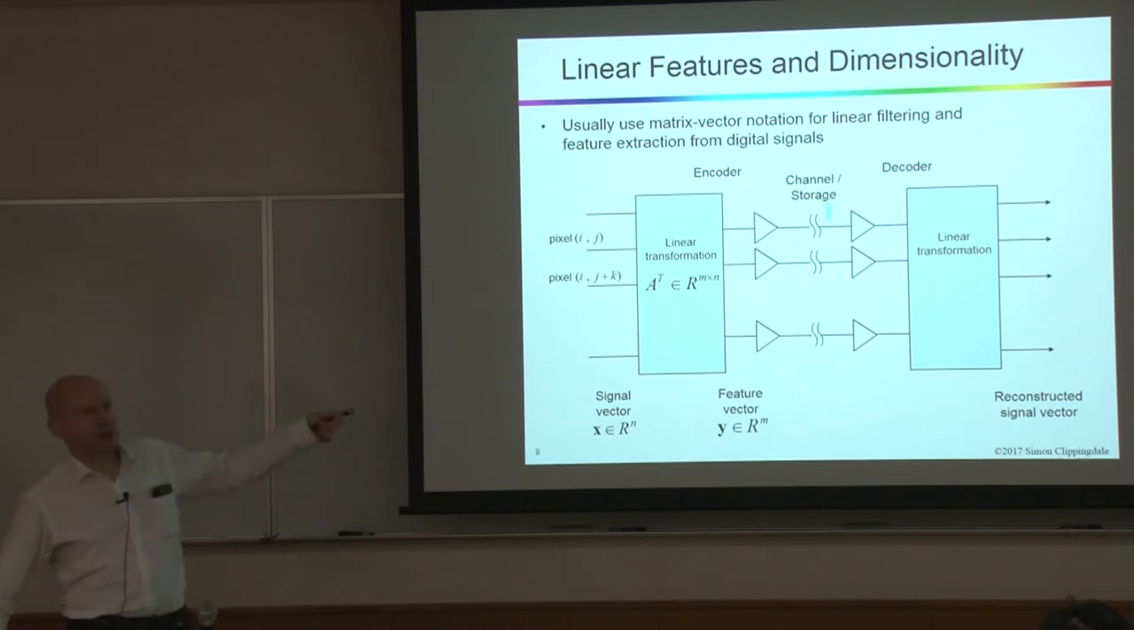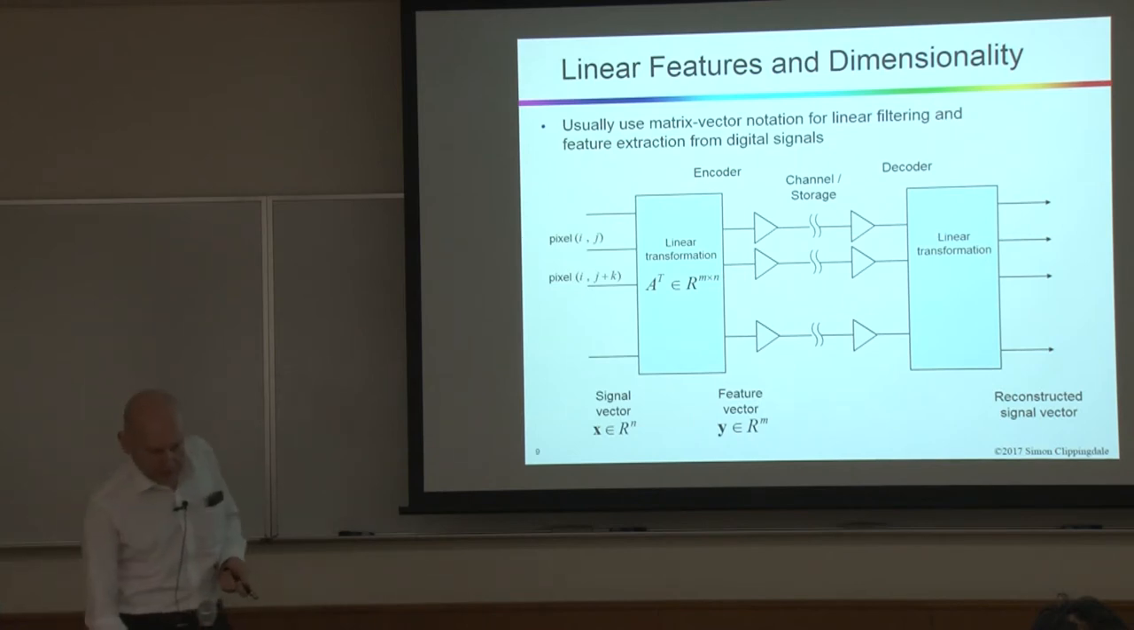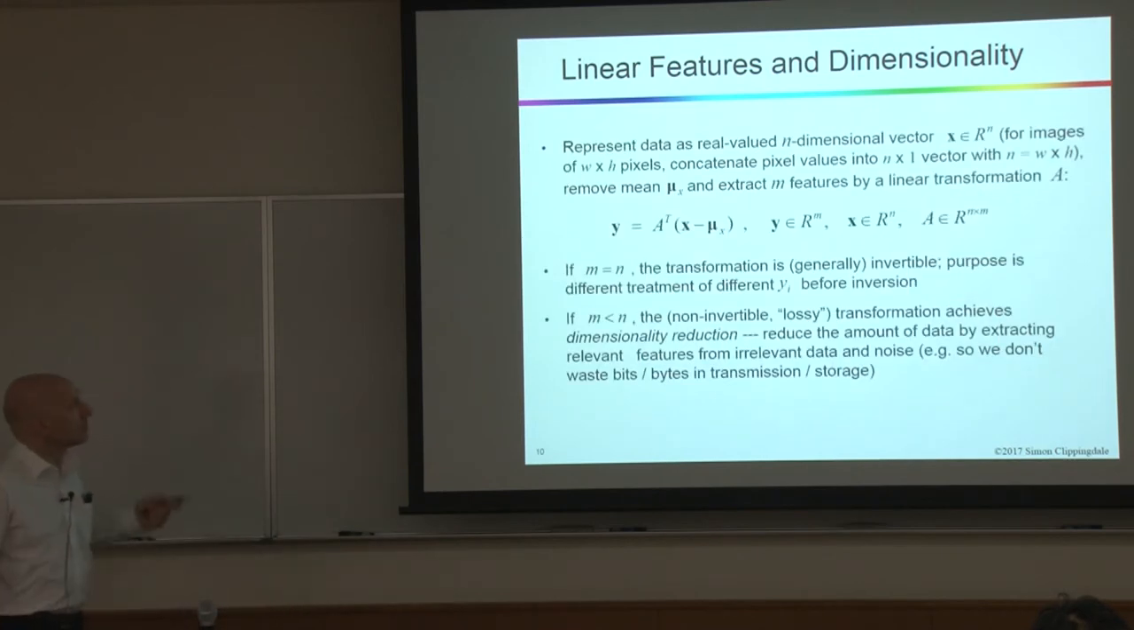Then we're going to do whatever we want to do with it. We might want to store it on disk, or we might want to transmit the data to somewhere else. And then there's going to be a decoder at the other end. And at the output of this system, we'll get some kind of reconstruction of the input signal. So if we represent the data as this vector x, which is just produced by stacking all the pixels up into one great big vector, remove the mean. We tend to usually remove the mean or assume that it's zero, and then extract these m features. What they are, we'll worry about in a moment.